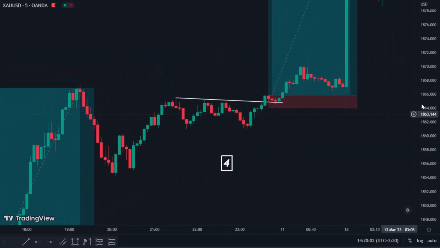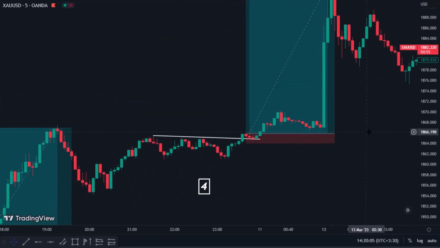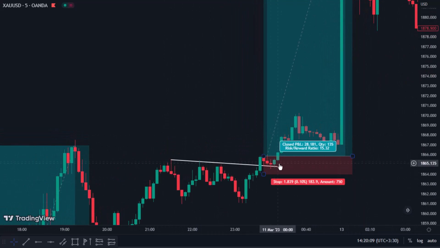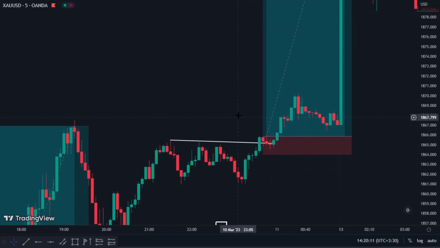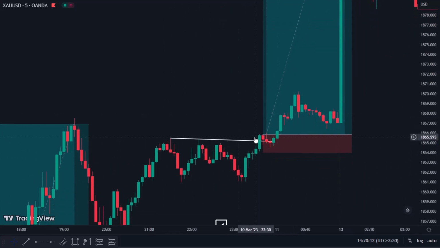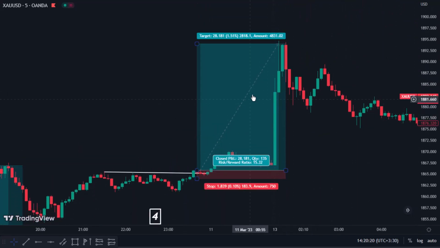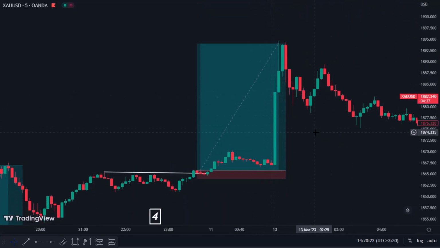On trade 4, it is our last position. We did have this trend line. You can see this as a resistance line too, which was broken here. We could enter a buy position, put our stop loss below the candle, and it gave us something around 15.